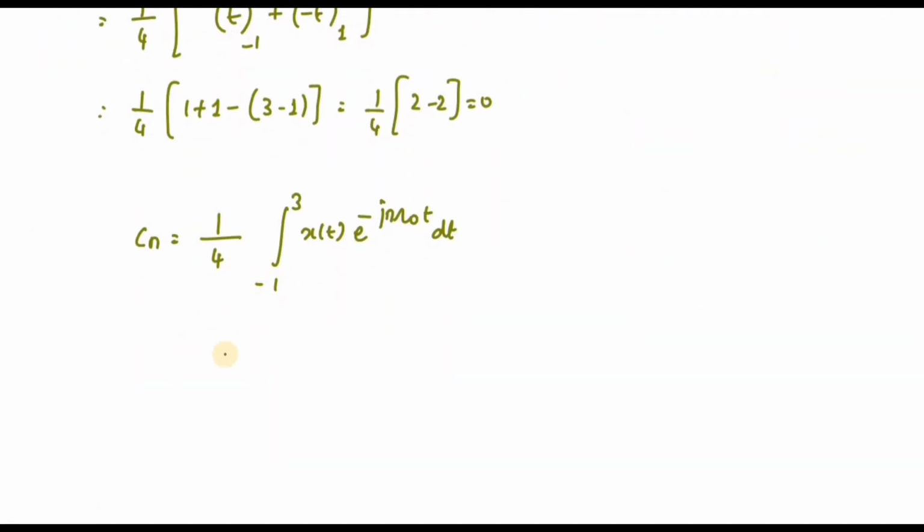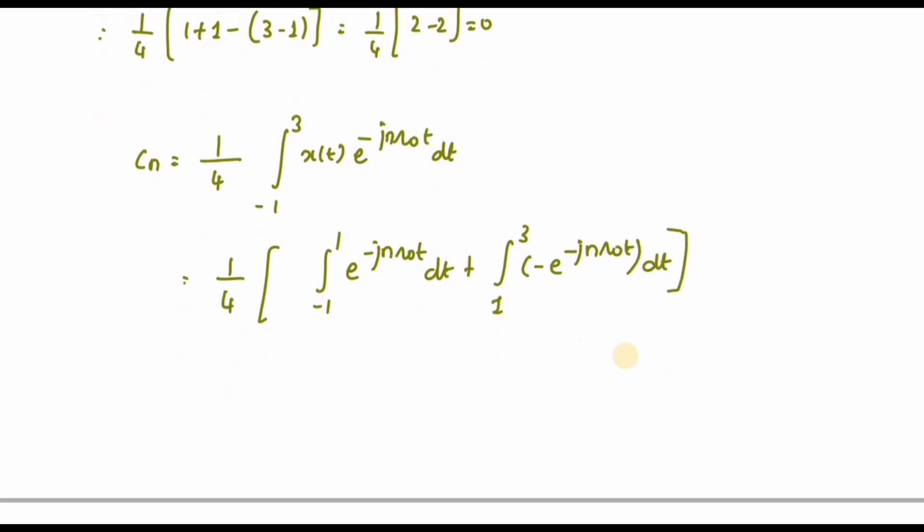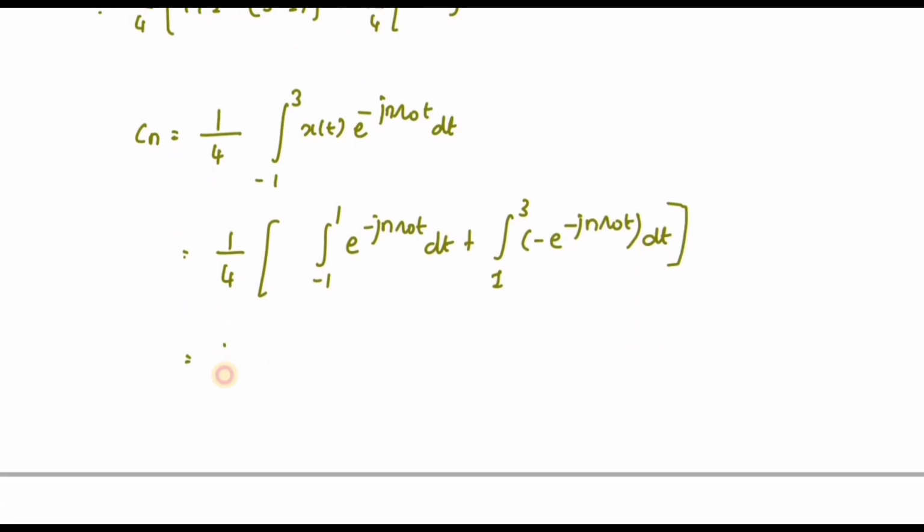So this is equal to 1 divided by 4. From minus 1 to 1, it is 1, right? e power minus j n omega naught t dt, plus from 1 to 3, it is minus e power j minus n omega naught t dt. So on solving, you will get 1 divided by 4, e power minus j n omega naught t dt divided by minus j n omega naught.